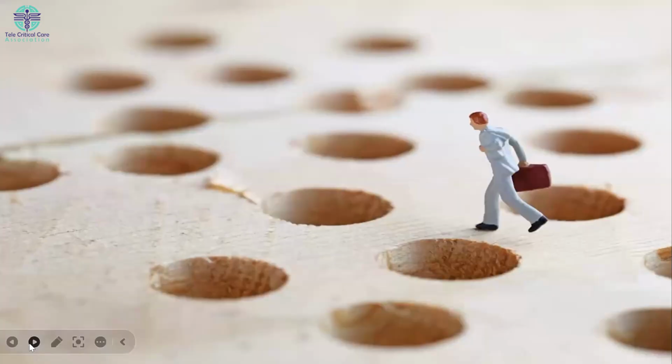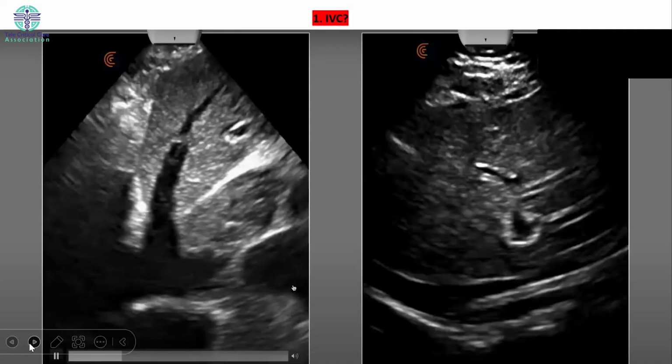Now, this was everything about FAST scan. And of course, we have lots of advantages of doing eFAST in our trauma setting, but there are some pitfalls which we will go through. The first pitfall is that the FAST scan doesn't include visualization of the inferior vena cava. We have the subcostal view, which is included in the FAST scan to exclude hemopericardium. In the same setting, if we tilt that probe slightly towards the right, we will be able to see the IVC.